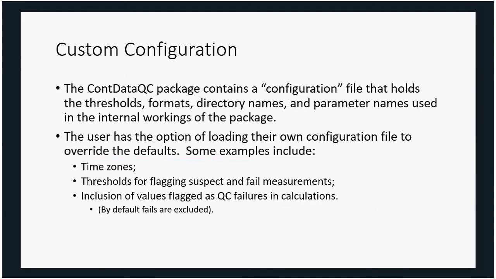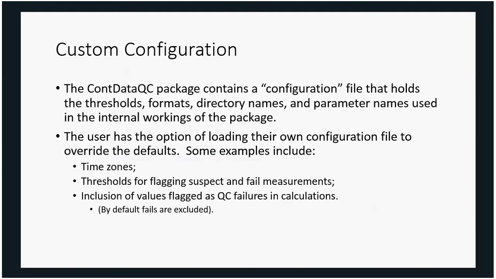Custom configuration. The ContDataQC package contains a configuration file that holds the thresholds, formats, directory names, and parameter names used in the internal workings of the package. All of these are parameterized so that they can be changed inside the configuration file. So you're allowed to load your own configuration file, which overrides the defaults. The way this is done is it always loads the default, and then anything that you add overwrites it, so you only ever have to include the one or two things that you need.